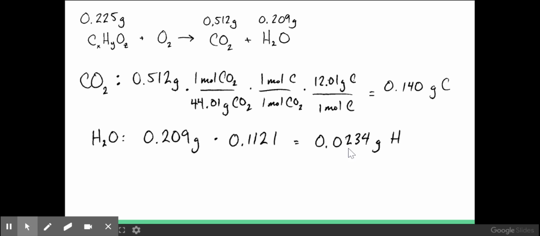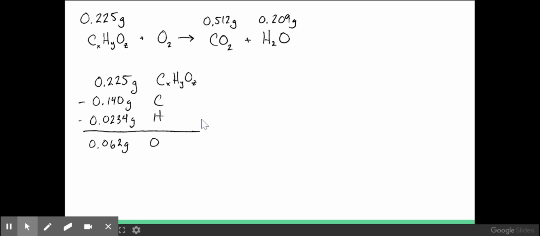So now I have two pieces of the puzzle that I need. And from here, I know that I started with 0.225 grams of this compound. I found the number of grams of carbon that were in this compound. I found the number of grams of hydrogen that were also in this compound. If I take these two quantities away from my starting mass of the caproic acid, it leaves me with the mass of the oxygen that is left over. So now I have all three masses of these elements, and this turns into a very straightforward empirical formula type problem.